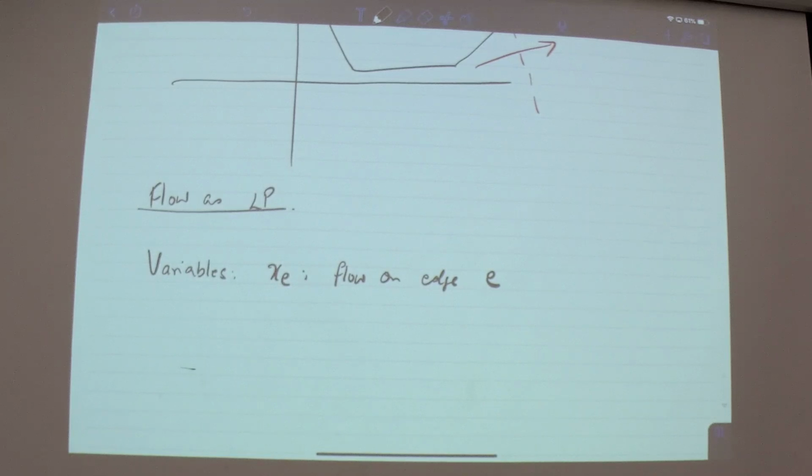Are there any constraints on this variable initially, without looking at the graph itself? Well, we want the flow to be non-negative. So we might say something like x_e greater than or equal to 0. Are there any other variables we need? Are there any unknowns in our situation? In other words, once we have these variables, can we write down the objective? Is that easy?